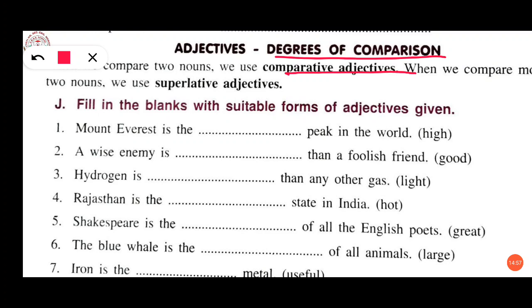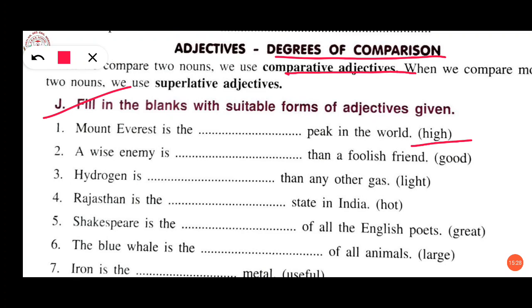When we compare two nouns, like large and largest, it is larger than that. So we are using the comparative adjective, that is larger, and the superlative adjective is largest. So these are the questions given, as you can see. Listen to the first one. Mount Everest is the dash peak in the world, and in the option it is given high.